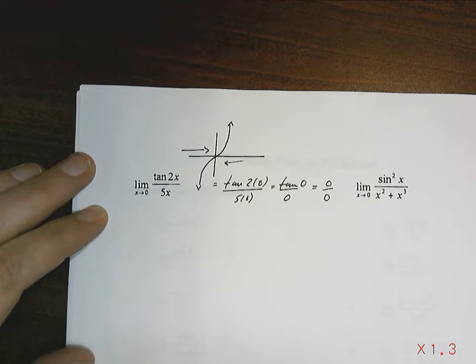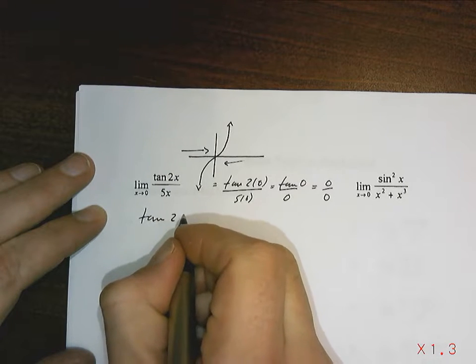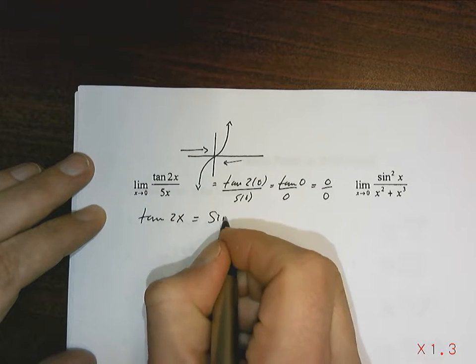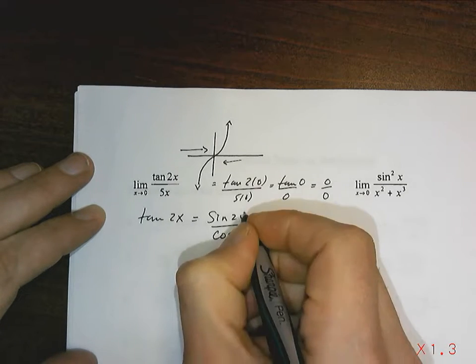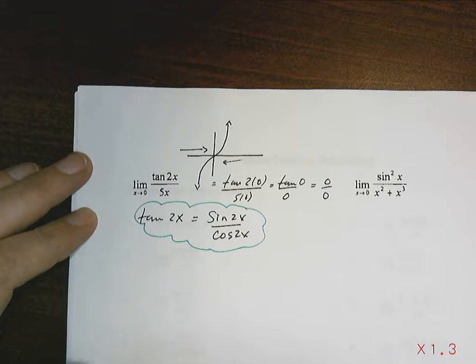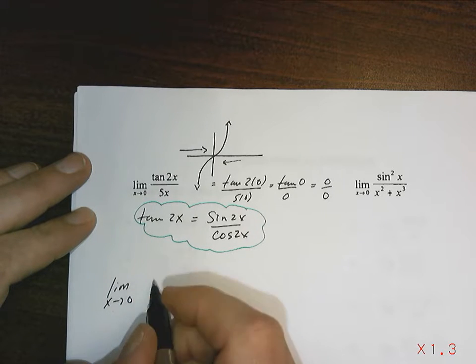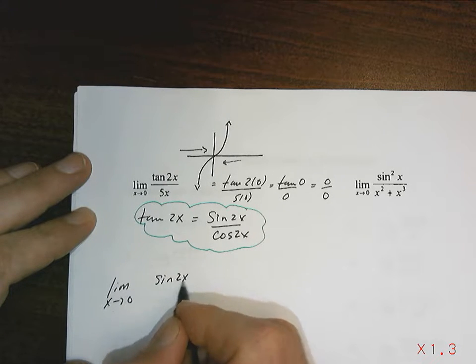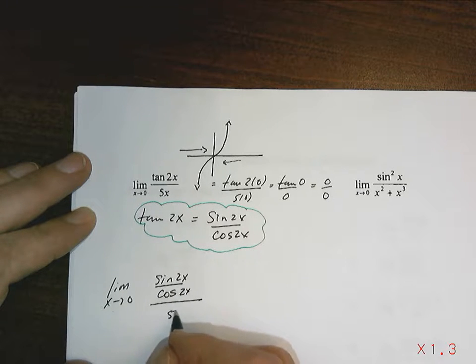But we haven't worked with tan. I know nothing about tan. Well, it's a good thing that I know that tan 2x is going to equal sine of 2x over cos of 2x. And that's left over from grade 11. So what I'm going to do is change this to the limit as x approaches 0 of sine 2x over cos 2x all over 5x.